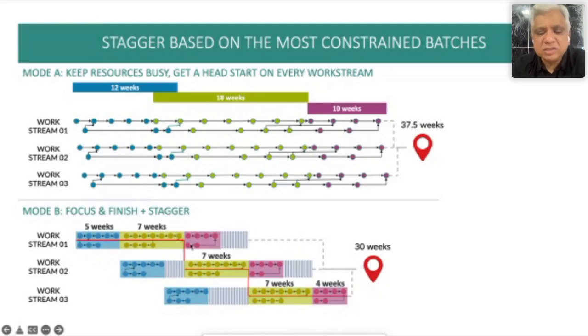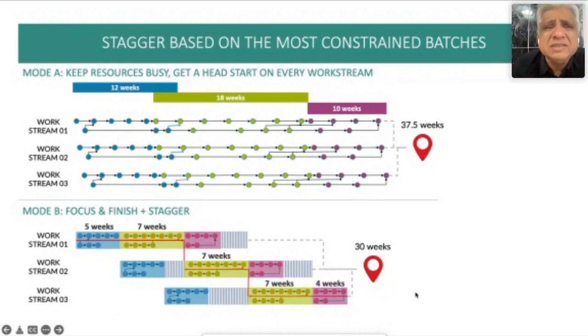After the blue box, I finish the green box. Before I start the next green box, I finish this green box and so on. So now you start getting an automatic stagger on the most constrained batches. If I can do 2 green batches in parallel, then my stagger will be based on the blue box. If I can do 1 green batch in parallel and 1 blue and 1 purple, then I'll get the stagger on the green. So I'll automatically get a stagger for all the work.